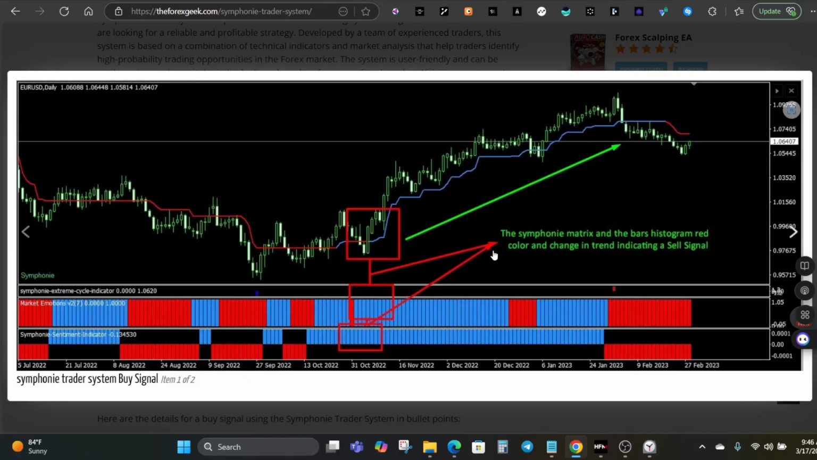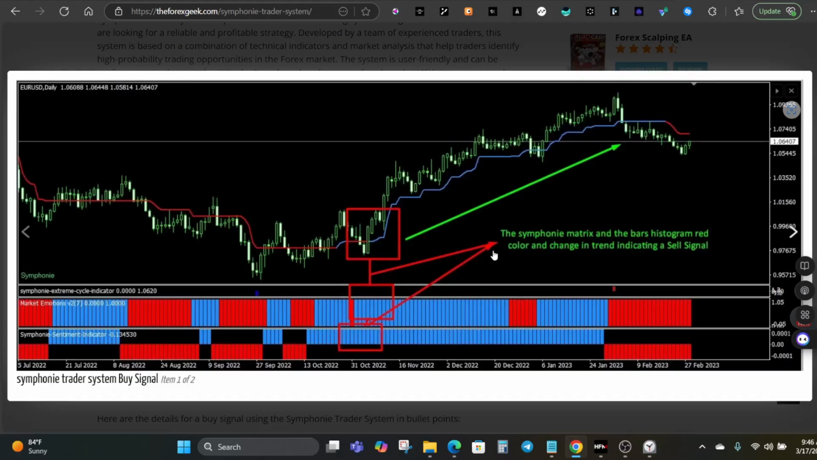If you want to download the indicators separately, you can look for the indicators for the Symphonie Trader System individually, download them and add them to your chart. Or you can get the template, get the indicators as well, and then get the templates. So when you load the templates, having already downloaded the indicators, you should have the Symphonie Trader System right on your chart. But for the sake of time, let's just quickly look at how to use this system.